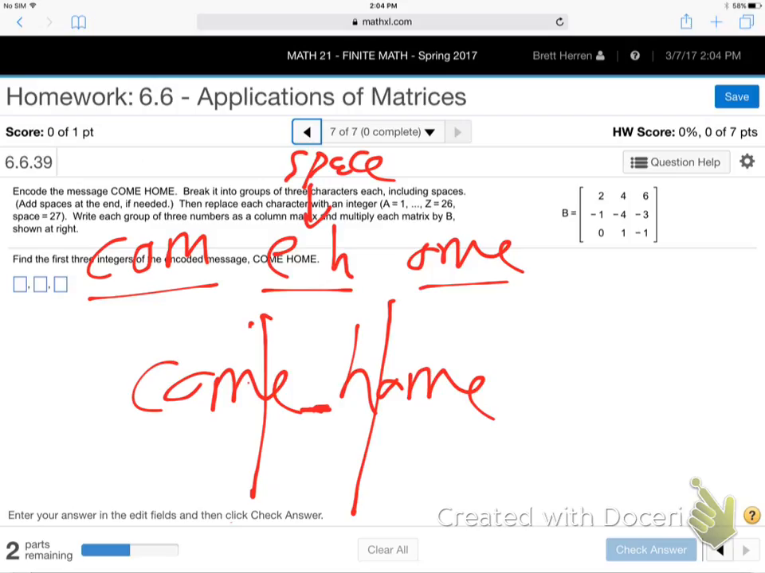Okay? And now you put code numbers. How do you do the numbers? Well, they want me right over here. It says A is 1, B is 2, C is 3, etc. And the space is 27. There's 26 letters in the alphabet, Z is 26, and the space is 27. See it over here? Space is 27. So then C-O-M would be what? C is the 3rd letter in the alphabet, A, B, C.